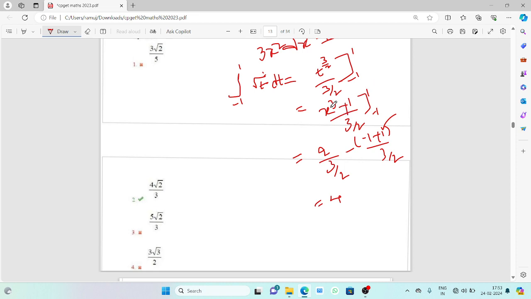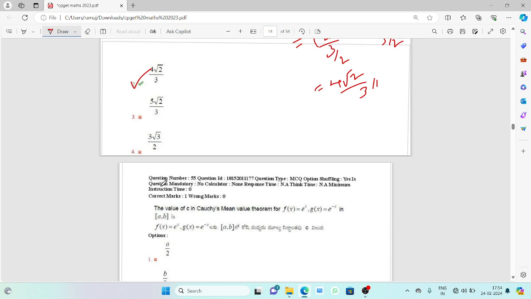So if you substitute the limit here, we get 2 into 2 power 3 by 2 by 3. That gives you 4 root 2 divided by 3. If you calculate this part, then you will directly get the answer. The second option is the correct one for this question.